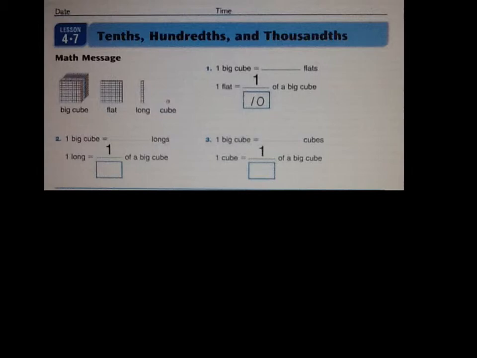Alright, one big cube we know will equal 100 longs. One long, therefore, is 1/100th of a big cube. One big cube is only going to be 10 flats, which is 1/10 of a big cube. And this is the part that's going to show us our thousandths place. One big cube is 1,000 cubes. That also means one cube is 1 out of 1,000 of a big cube. Or we can read it 1,000th.